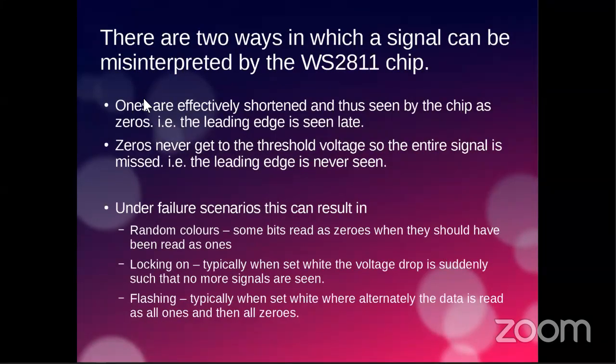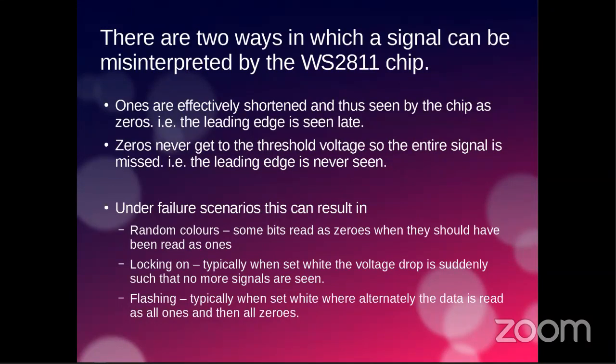Okay, so there are a couple of ways that the signal can be misinterpreted. The ones can be shortened to such a degree that by the time it starts to sample the value, it's seeing it as a 0. So the leading edge is seen really late, or the zeros don't ever get to the threshold voltage, and so the entire signal is missed, i.e. the leading edge is never seen. That results in, as I said earlier, either random colors or locking on. Typically that's going to happen when they're all white.